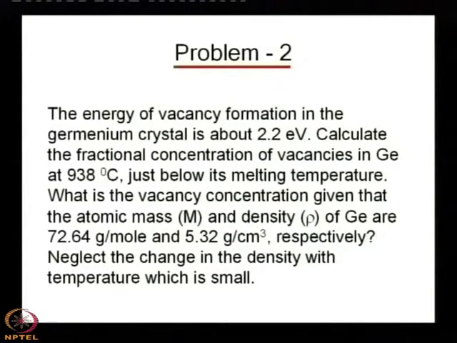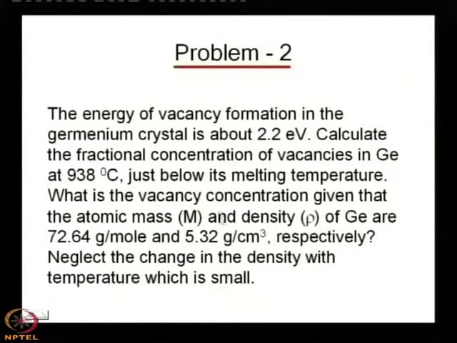Now, before we start band gap engineering, let us conclude our discussion on the defect, because there is another problem. You see that problem 2 is there, and why we are interested in problem 2: we can compare the concentration of vacancy type of defects in metal as well as in a covalent crystal. So, we would like to compare this thing.